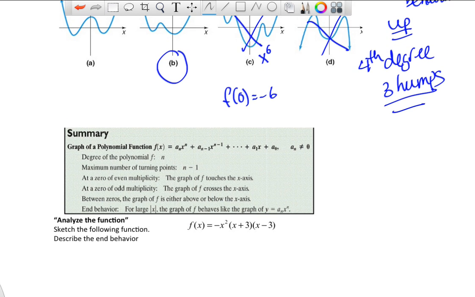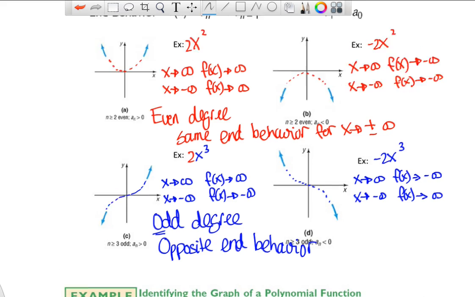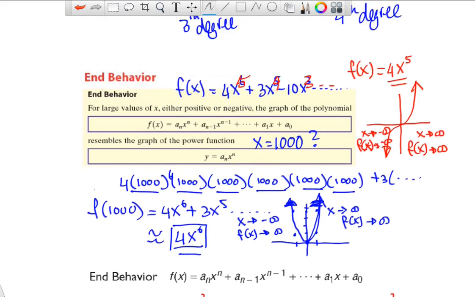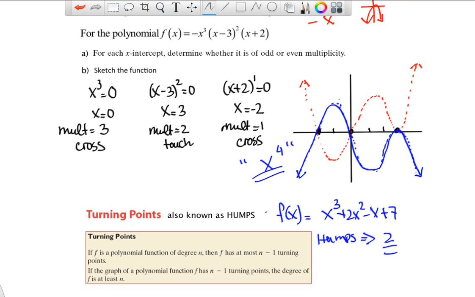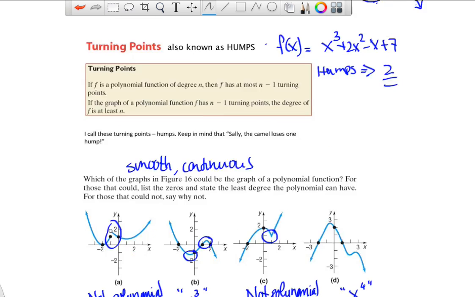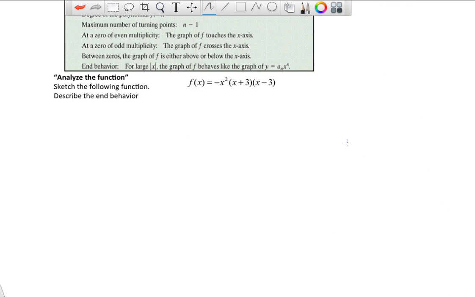Now I think that's not the same one we did earlier, right? Let's check. Where did I do my sketch? I actually sketched a more difficult one. Okay, so let's do one more of these. So what happens here? Sketch the following function, describe the end behavior.